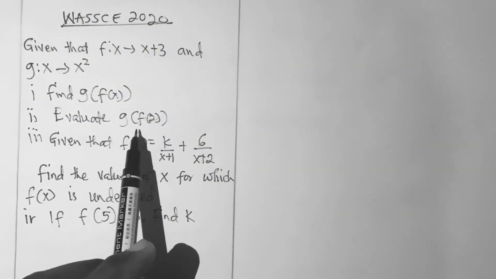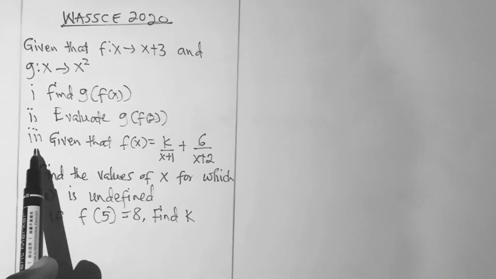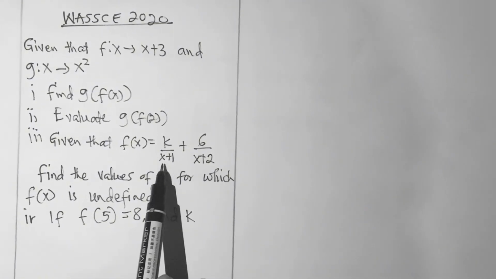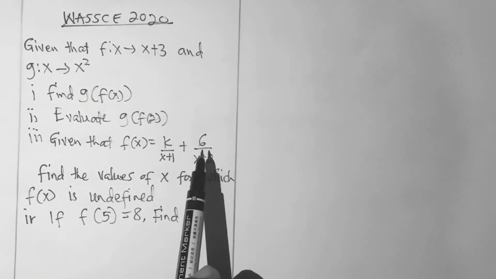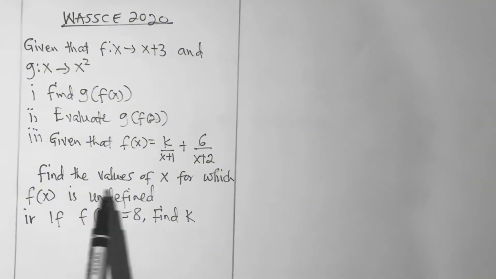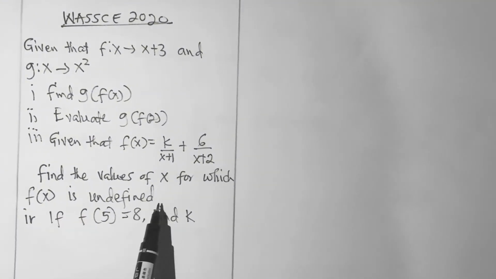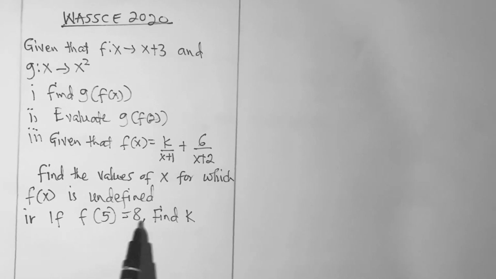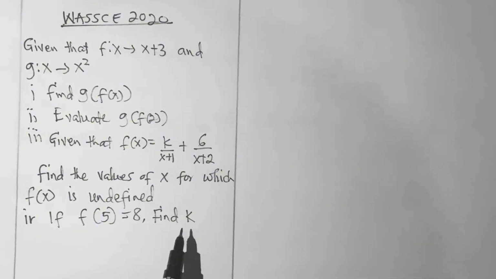I evaluate g of f of 2. Then, given that f of x equals k divided by x plus 1 plus 6 divided by x plus 2, find the values of x for which f of x is undefined. And then, given that f of 5 is equal to 8, find k.